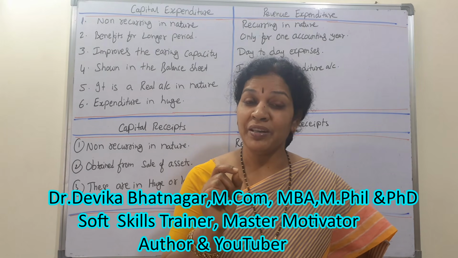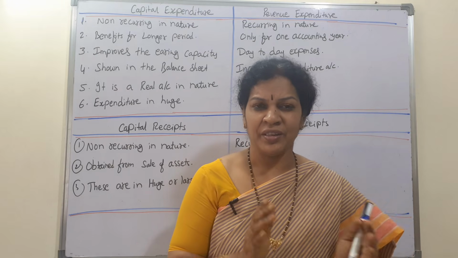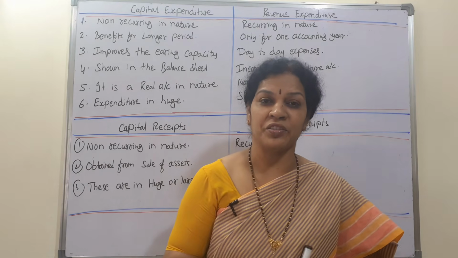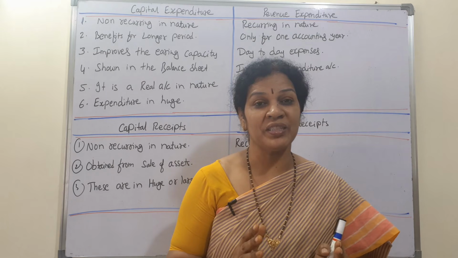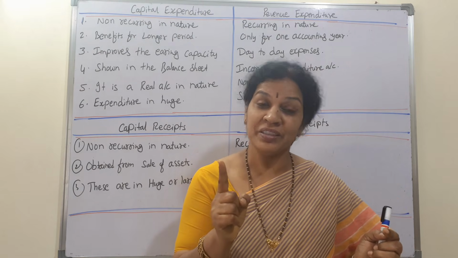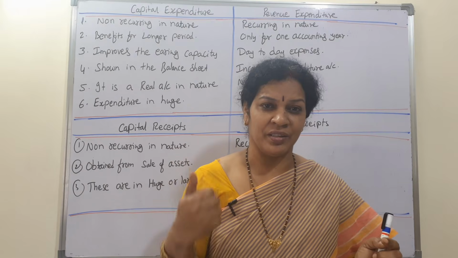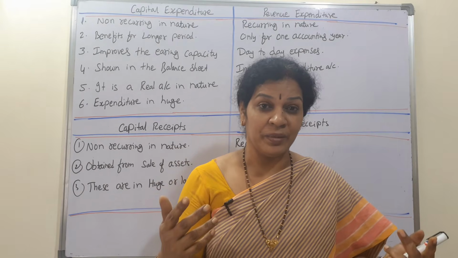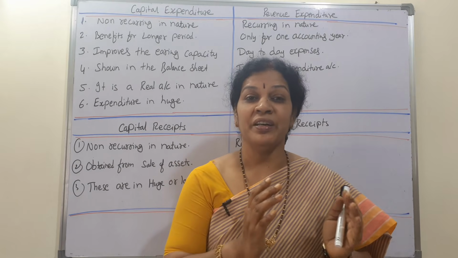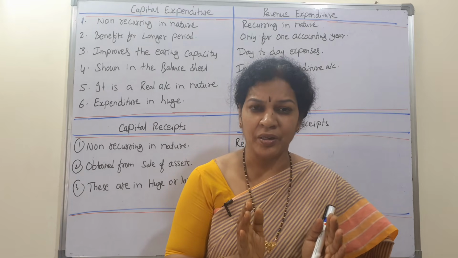So you know that capital type items always appear in the balance sheet. If it is revenue type items, revenue means recurring, continuously we get such kind of revenue items, that always comes in the income and expenditure account. A one-time occurring amount we call a capital item. Repeated continuously every month, every year, occurring many times, those items we call revenue items. It may be income or expenditure. So this is a small introduction.